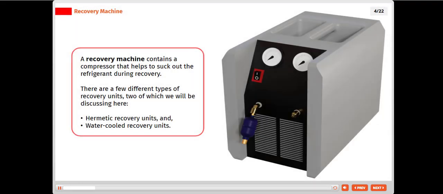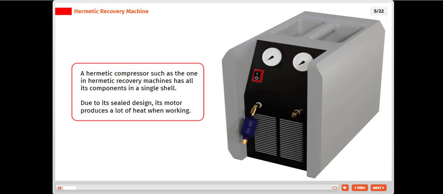A recovery machine contains a compressor that helps to suck out the refrigerant during recovery. There are a few different types of recovery units, two of which we will be discussing here: hermetic recovery units and water-cooled recovery units. A hermetic compressor such as the one in hermetic recovery machines has all its components in a single shell. Due to its sealed design, its motor produces a lot of heat when working.